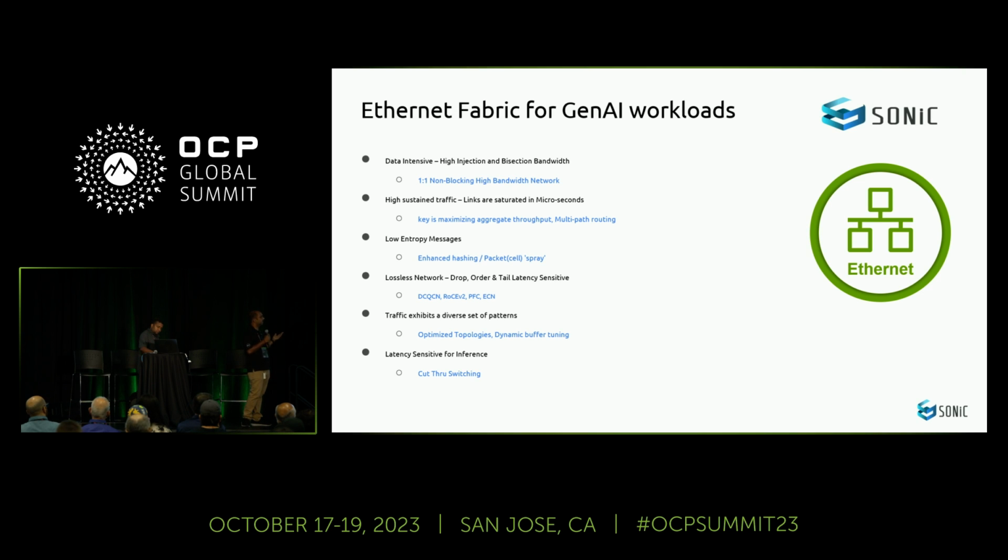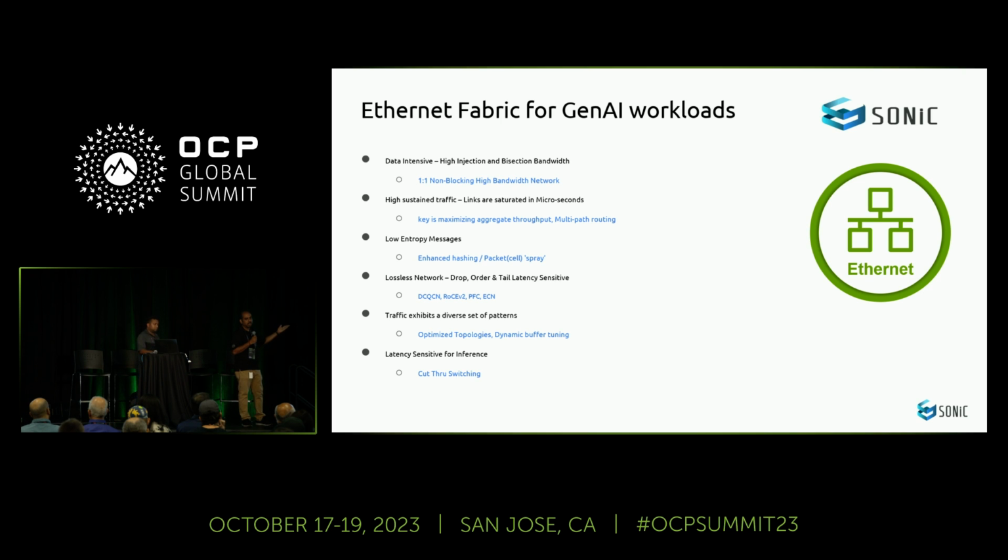For sustained traffic, the key is to aggregate the throughput. For that, we need multipathing, ECMP, and we need to address low entropy. We need to do the multipathing better with enhanced hashing algorithms, and now packet spraying technologies and all those things are available to solve that. And then the lossless network: we already support DCQCN and RoCEv2, PFC and ECN and all those things. For diverse sets of patterns, we have optimized topologies and dynamic buffer tuning capabilities in the Ethernet field, which can be applied here to solve those things.